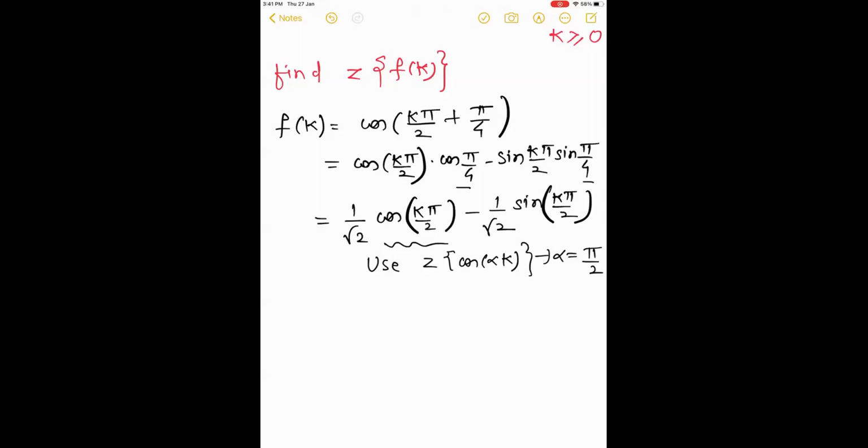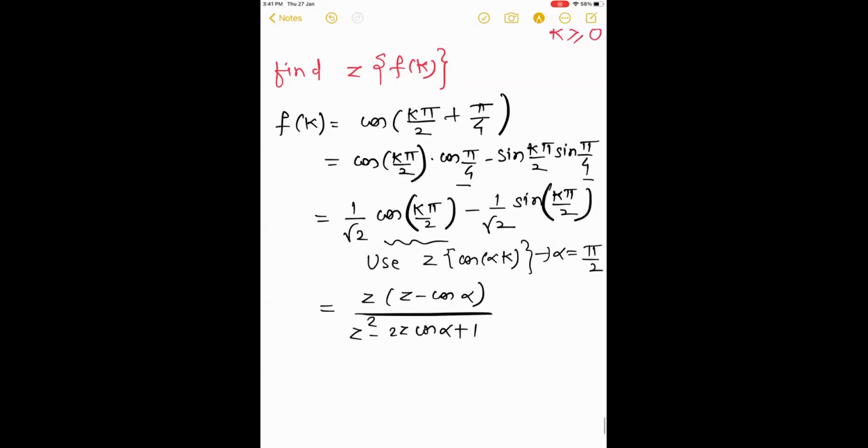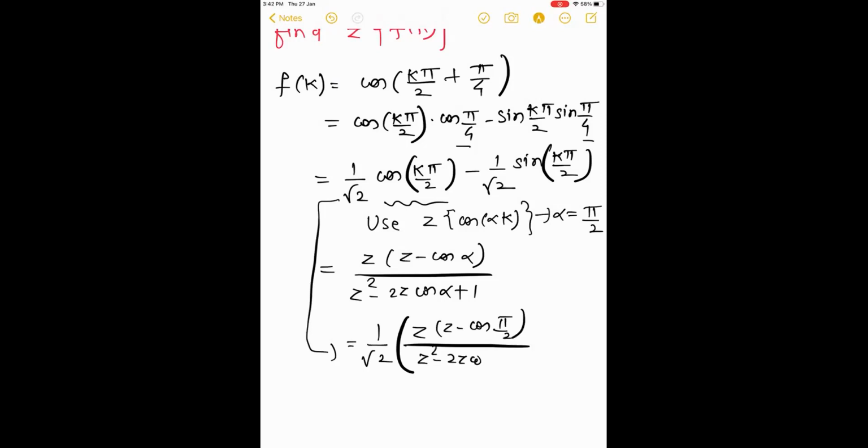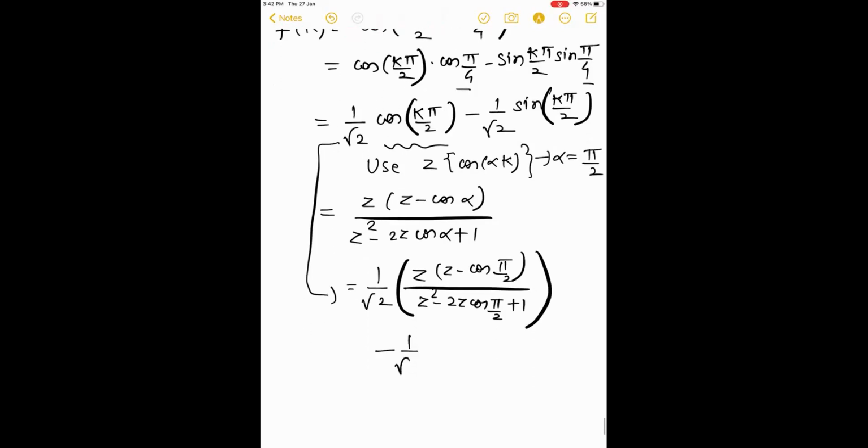So using the Z transform of cos alpha k, where alpha is equal to pi by 2. The result is Z into bracket Z minus cos alpha upon Z square minus 2Z cos alpha plus 1. This is your standard result of the cos alpha k Z transform. So here in place of alpha, you just put pi by 2. So you will be getting the answer from here, that is 1 upon root 2 times Z into bracket Z minus cos pi by 2 upon Z square minus 2Z cos pi by 2 plus 1, and minus 1 by root 2 for the second term.